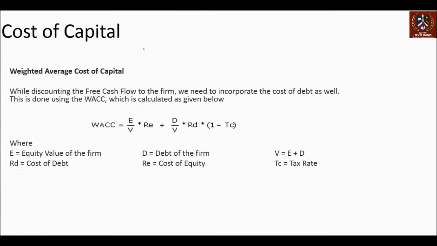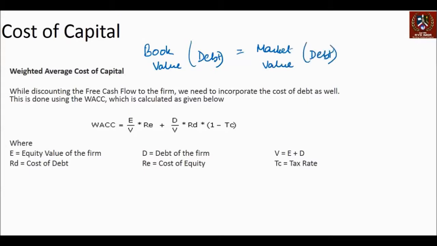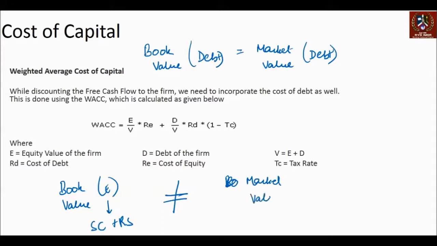So let's revisit the problem. We are saying book value of debt is the same as market value of debt. Why? Because debt usually does not trade. So if you have 400 crores of debt, that's worth 400 crores of debt, correct? But that is not true with book value of equity. Book value of equity, which is given as share capital plus reserves and surplus, may not be equal to the market value of equity. That's what the share price trades at.